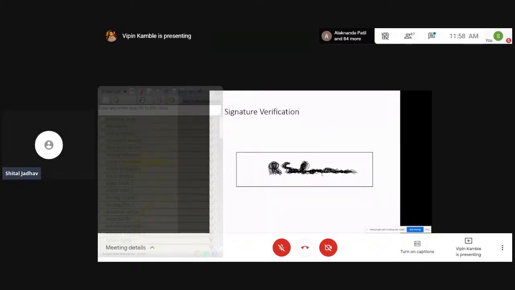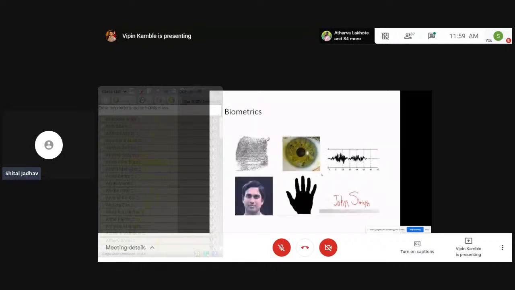So for signature verification, like a certain name starting with R and S, even if you try to rewrite the signature, it won't come at the same place. It will have multiple versions. So these versions make a simple template which can then be matched with the signature template. There are other applications such as biometrics, a very booming field.